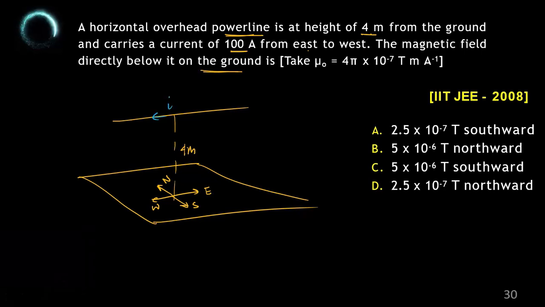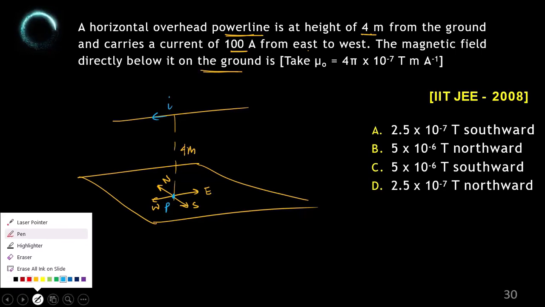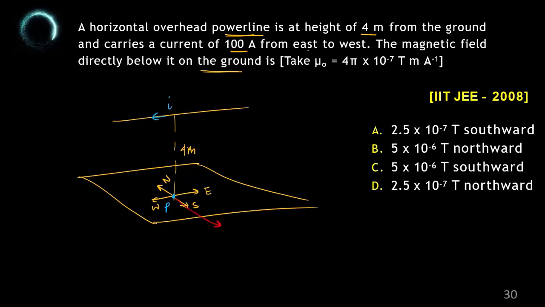Now we want to calculate the magnetic field strength at this point P, which is at a distance of 4 meters below the wire. First of all, check the direction. Stretch the thumb towards the I direction and stretch the fingers vertically downward. So the palm will be facing towards south. So the magnetic field at point P should be towards south. So B should be in this direction. First of all, cancel out options A and D.